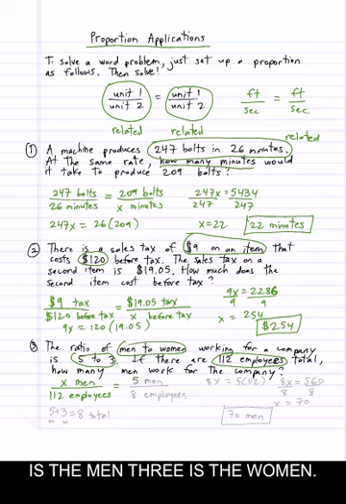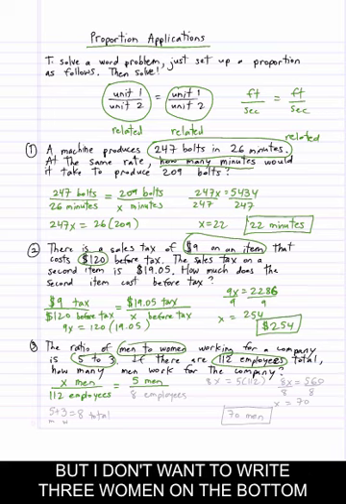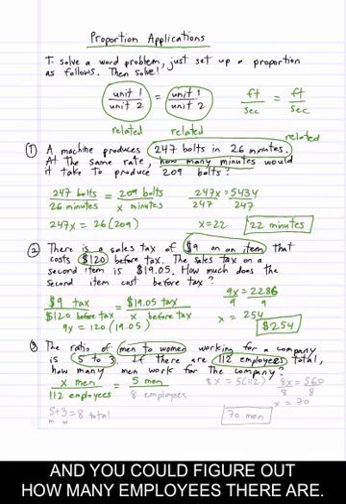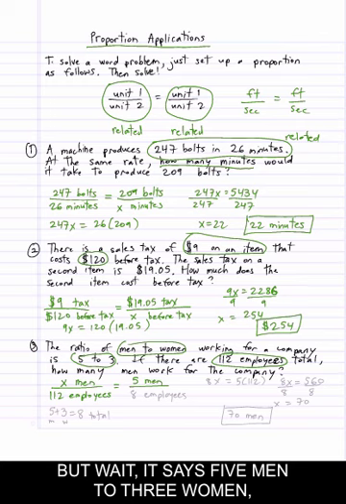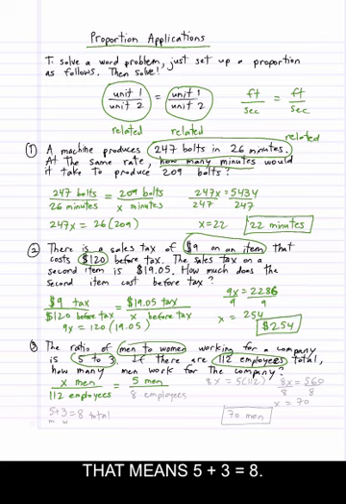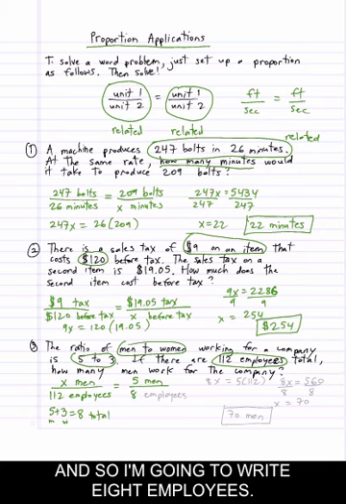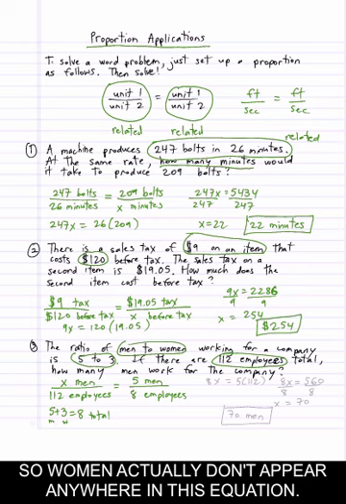So I'm going to write 5 men. But I don't want to write 3 women on the bottom because then I'm not comparing the same thing. I need to figure out how many employees there are. But wait, it says 5 men to 3 women. That means 5 plus 3 equals 8. Right? There's 5 men and 3 women. There's 8 total. And so I'm going to write 8 employees. So women actually don't appear anywhere in this equation.